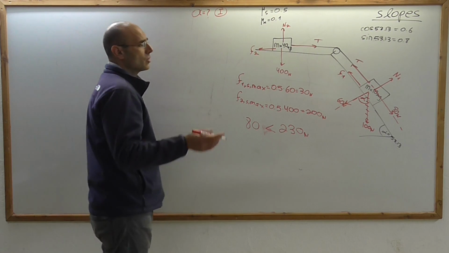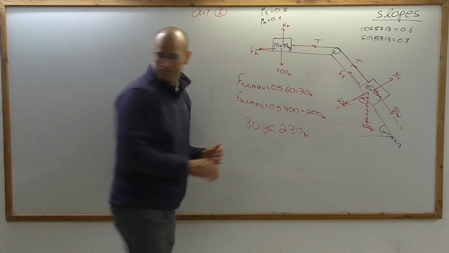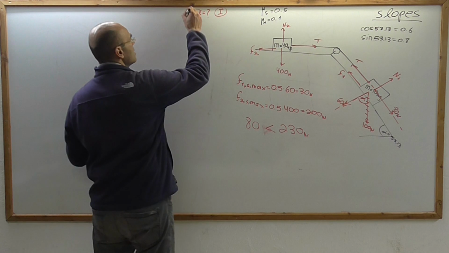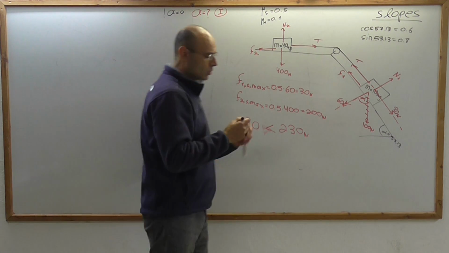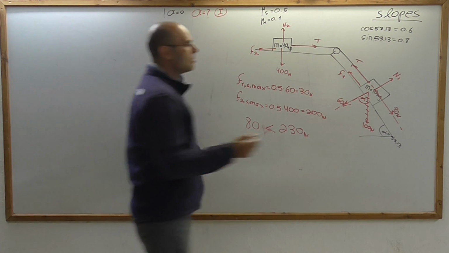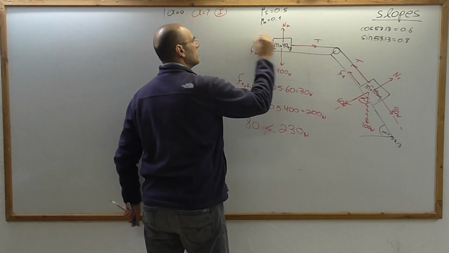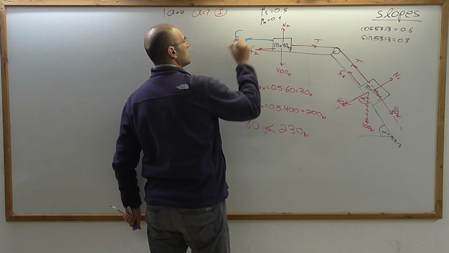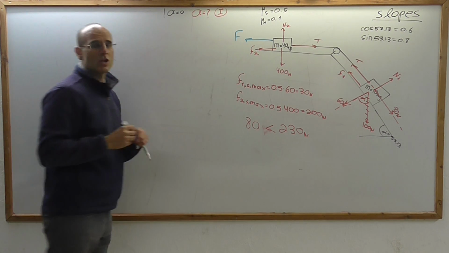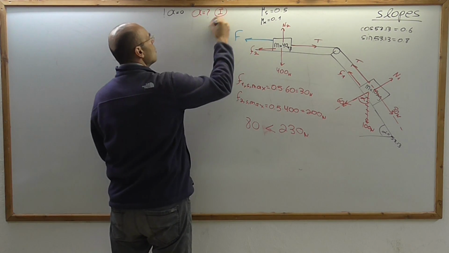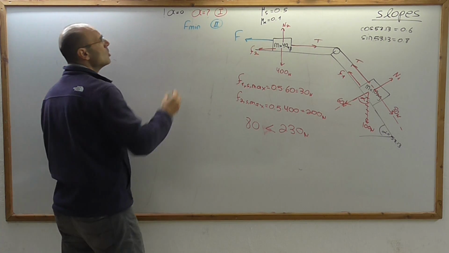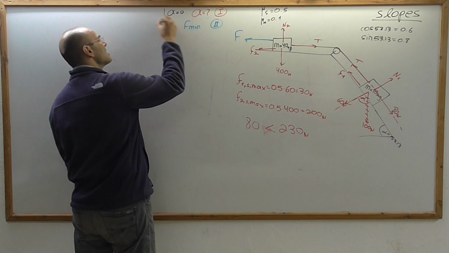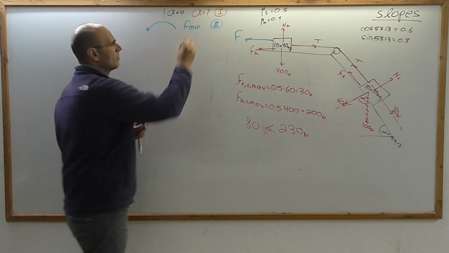So now I'll ask another question. So the first answer is A equals 0, it won't move. Second question, I'm applying, let's say here, F external. And the question here is, what's the F minimum in order for this system to move, to accelerate that way?